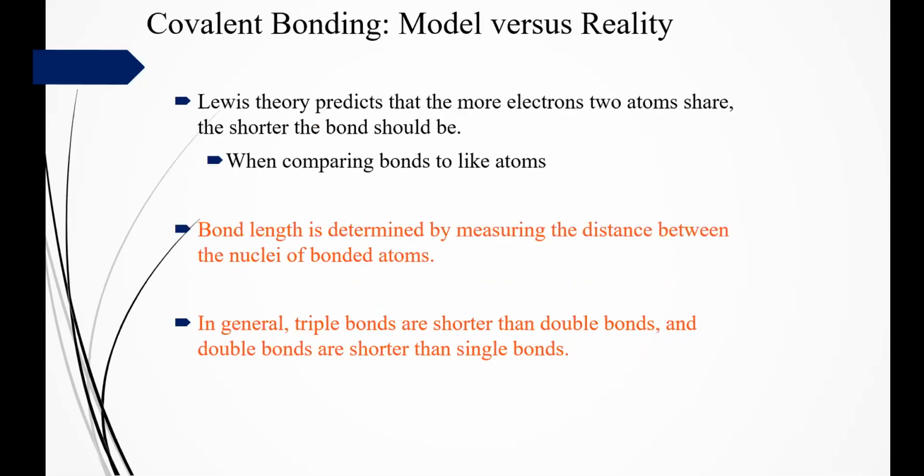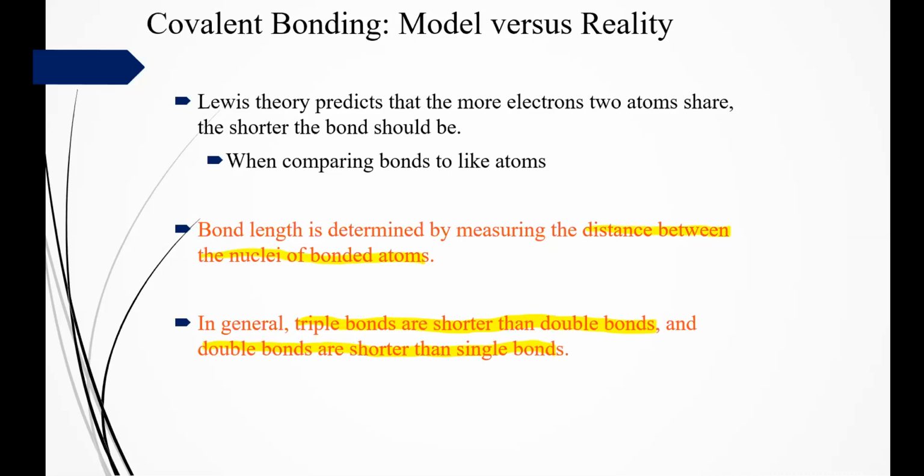Lewis theory then also started to predict where a shorter bond should be when we're comparing bonds between like atoms. So the more electrons two atoms share, the shorter it should be. And so this does start to hold true. Triple bonds are shorter than double bonds, and double bonds are shorter than single bonds. But bond length is also determined by the distance. And when we talk about bond length, we are talking about the distance between the nuclei of the bonded atoms.